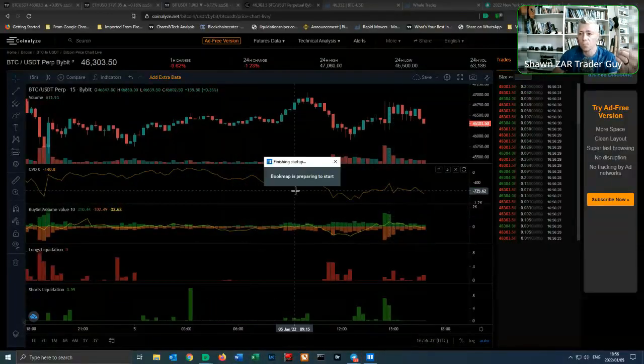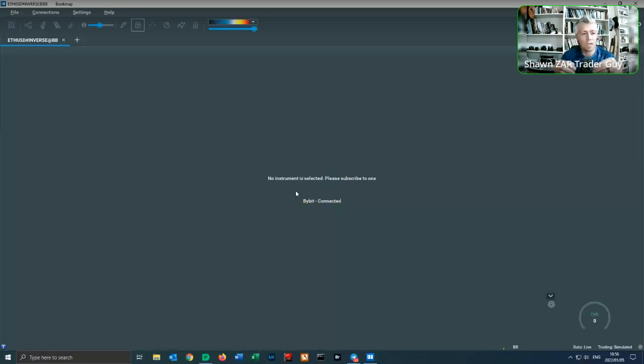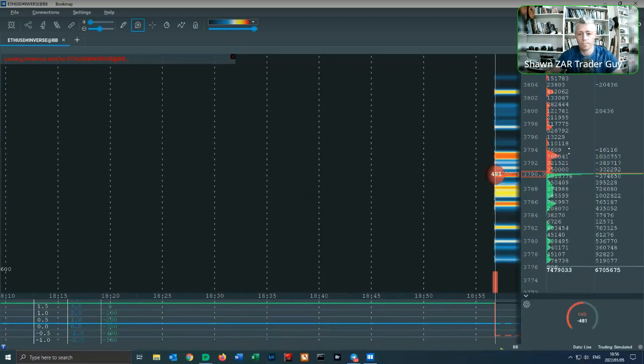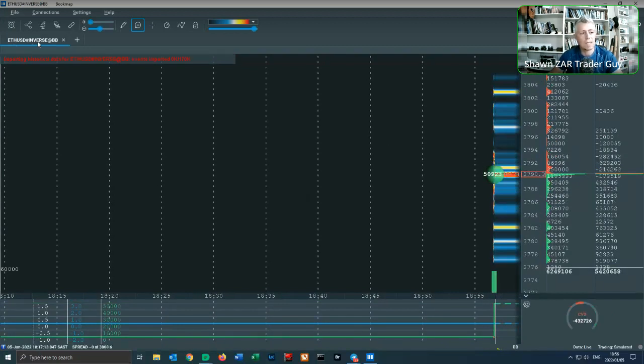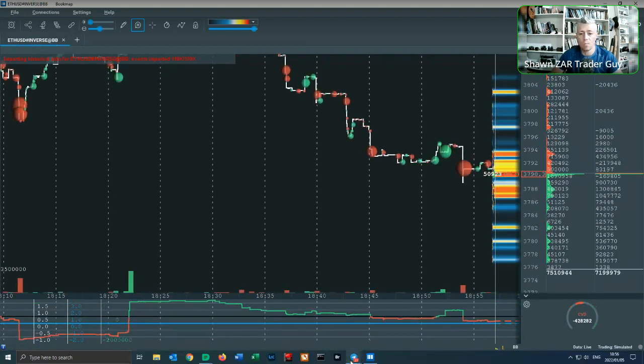It is a biggish program, so if your computer doesn't have a lot of RAM or processing power, it can struggle to run. The free version of this will give you one instrument that you can put onto your charts. Here you can see this is a live representation of the ETH USD inverse order book on Bybit.